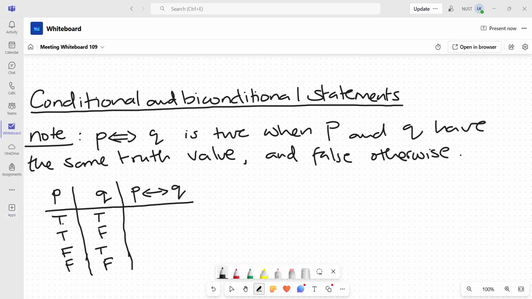Okay, so the first one, they have the same truth value. So this is true. Here they have different. So we know if this was P implies Q, this would be false, because biconditional means P implies Q and Q implies P. So this one is false because here you have a true statement implying a false one. So that is false. And here they have the same truth value.